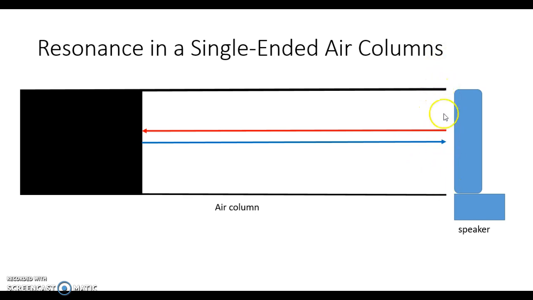Now, when we send that sound down the air column and it bounces back, we get a set of constructive and destructive interference within. But again, our objective is to get the loudest sound coming from the end of the air column, which means we have the most amount of constructive interference. To understand how this happens, we're going to use traveling waves and standing waves along a string.